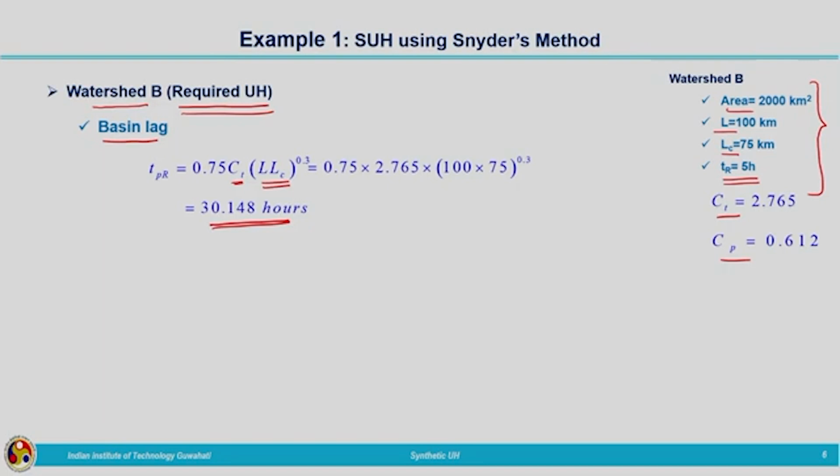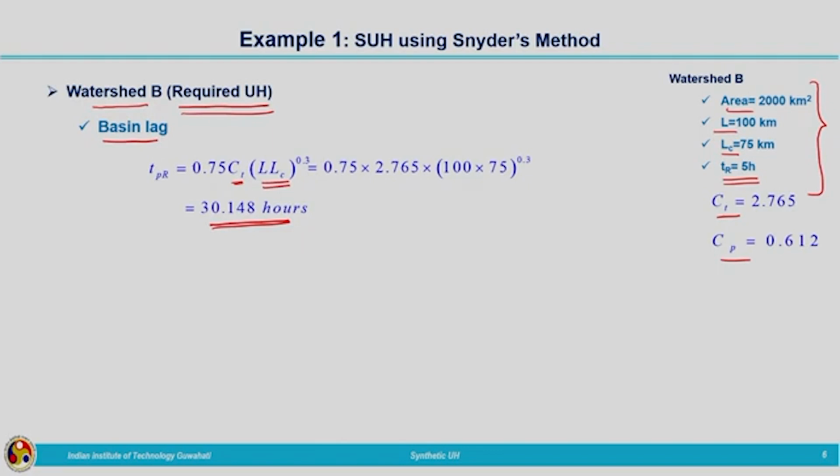Now, the next step is to check whether this unit hydrograph, which has a basin lag of this value, corresponds to a standard unit hydrograph. If it is a standard unit hydrograph, it should follow the relationship Tp is equal to 5.5 Tr. Our synthetic unit hydrograph, that is the required unit hydrograph, is of duration 5 hours. So, we already have the value corresponding to the duration of the effective rainfall, that is 5 hours.